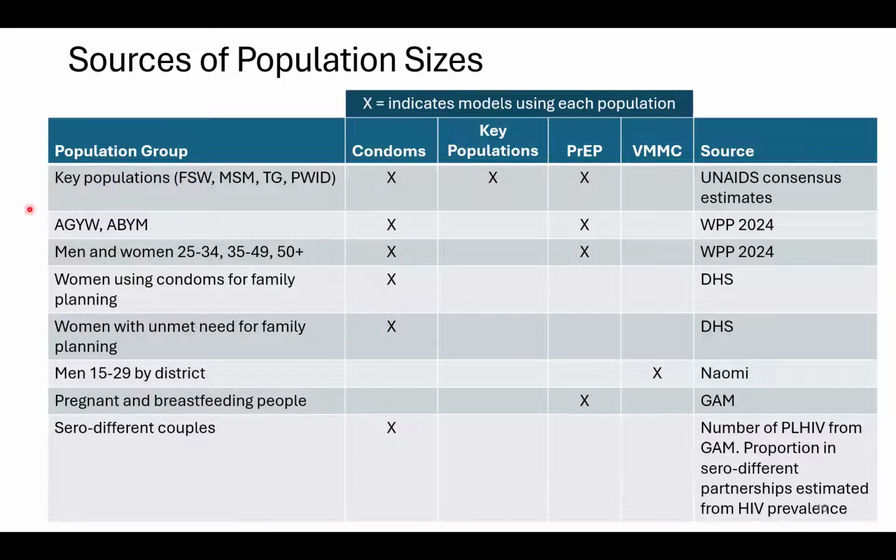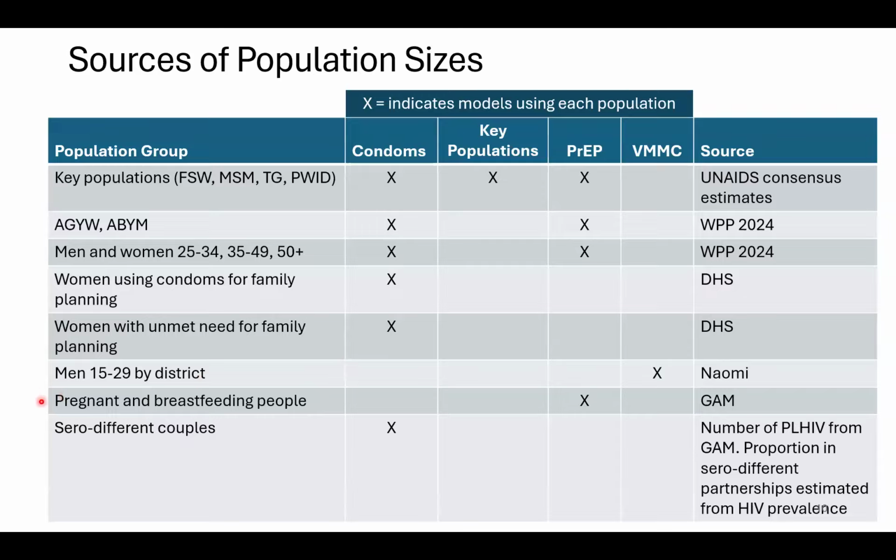For adolescents and youth, and for adult men and women in the overall population, used by the condoms and PrEP components, those are based directly on the World Population Prospects, the latest revision from 2024. Data on condom use and unmet need for family planning that are used in the condom tool are coming from household surveys.